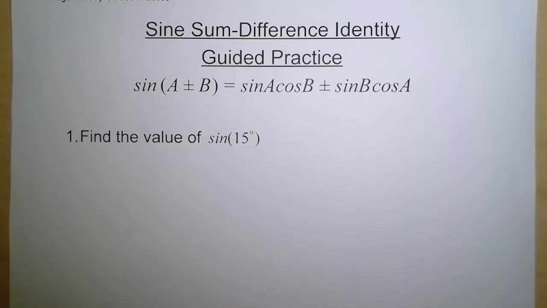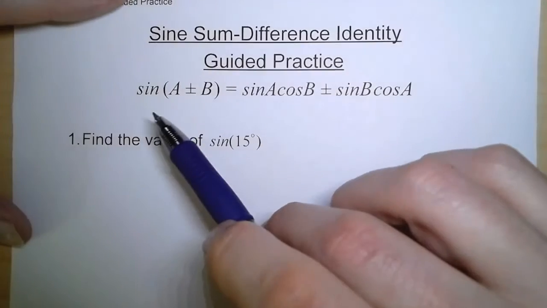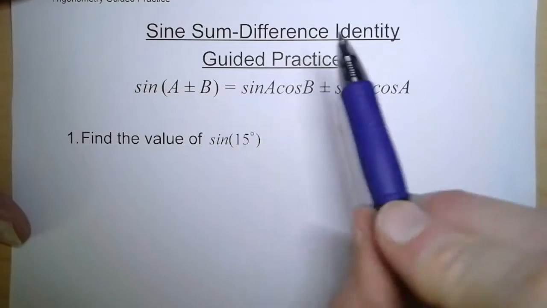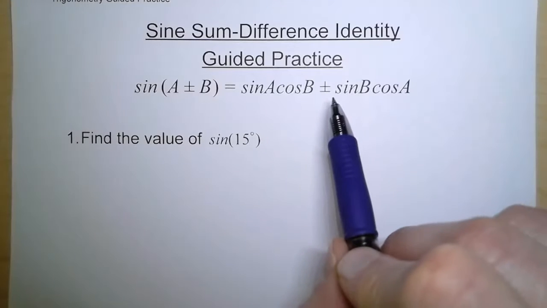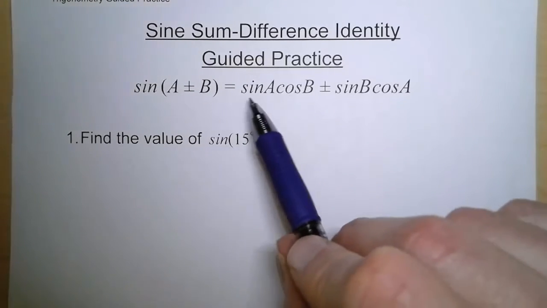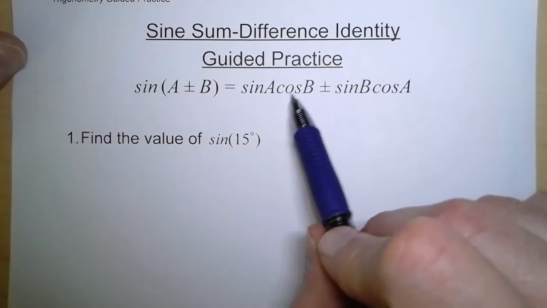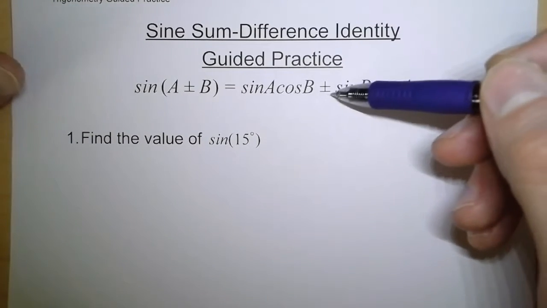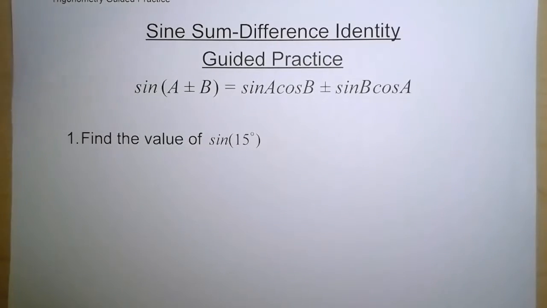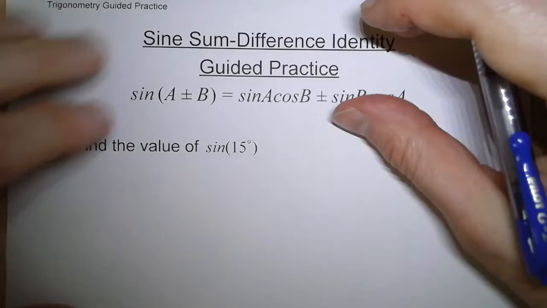So let's get started. With the sine, sum, and difference identity, if we're adding two angles or subtracting two angles, we don't just add the sine of those two angles together. It's a little bit more complicated than that. We take sine of the first angle times cosine of the second angle, plus or minus, depending on what we're doing, sine of the second angle times cosine of the first angle.